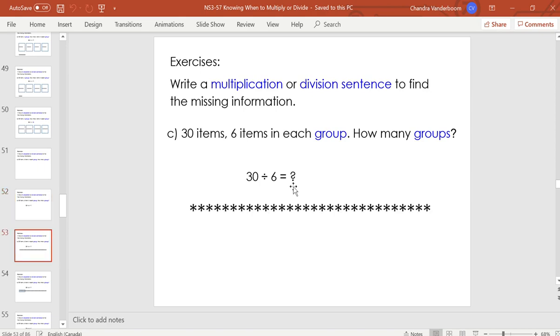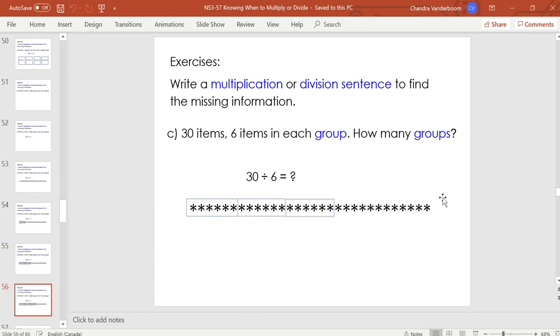Well, let's see. There's our 30 items. Now remember, we can separate it into groups or we can skip count. Let's separate it into groups while we skip count. Are you ready? Fingers ready? 6, 12, 18, 24, 30. How many fingers do you have up? It should be 5 because we have 5 groups of 6. So 30 divided by 6 equals 5.